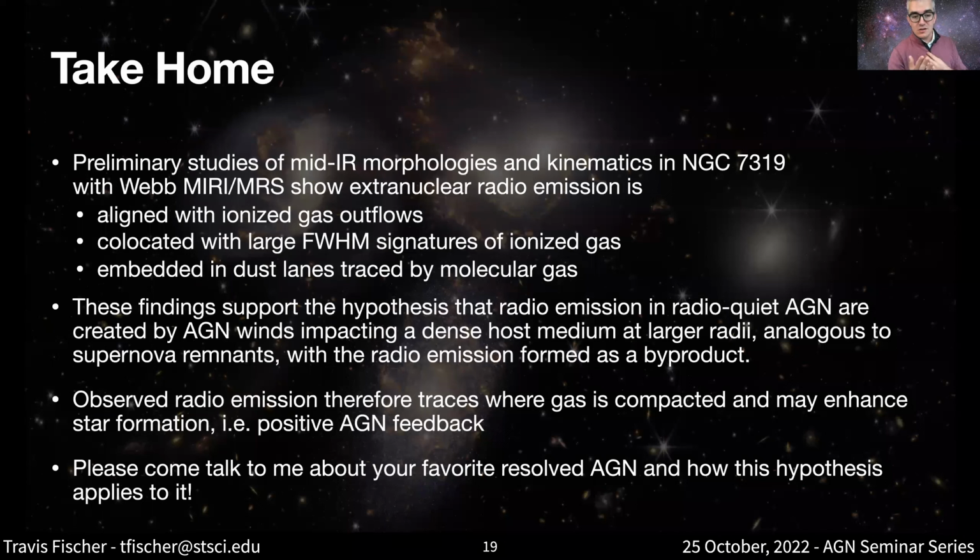As a nearby AGN astronomer, I want to use MIRI data all the time because it has such a broad spectrum of useful signatures that it can tell you all sorts of things. Just looking at NGC 7319 with the MIRI observations, we see that the radio structure is aligned with the gas outflows. It's co-located with the largest full width half max signatures we see in the ionized gas, and it's embedded in dust lanes as traced by the molecular gas.